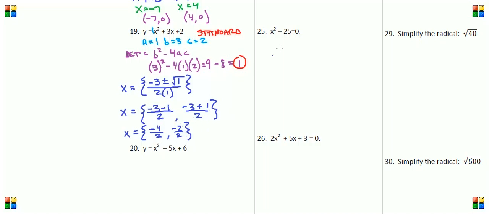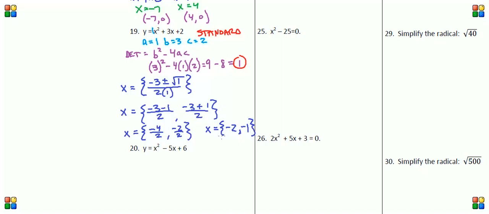All right, let's finish this up. Therefore, our x values are going to be either negative 4 divided by 2 is negative 2, and negative 2 divided by 2 is negative 1, and there are our x values, or our x-intercepts.